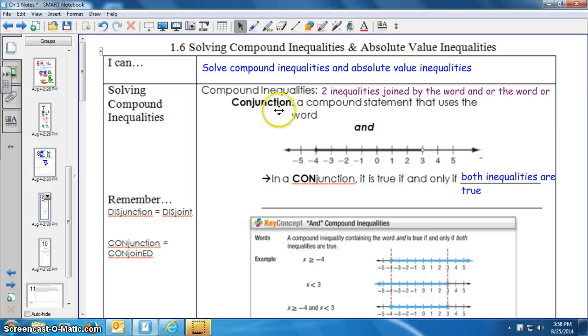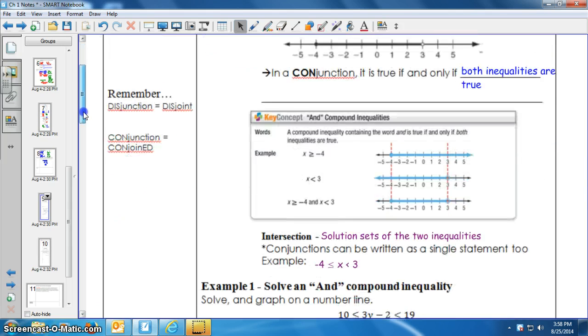So a conjunction is a compound statement that uses the word "and." In a conjunction, it's true if and only if both inequalities are true. So that "and" is like they're going to be conjoined, together. I almost kind of think of it like a dumbbell, even though those are teeny tiny little weights there. But it's connected.